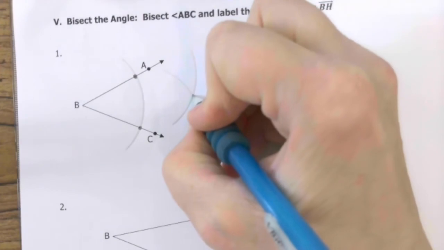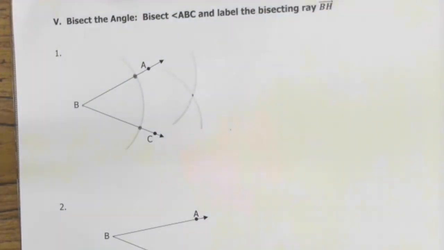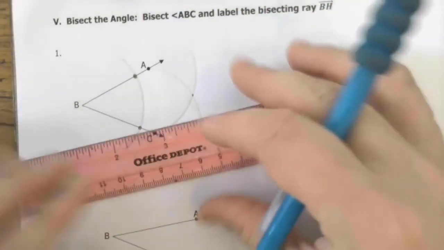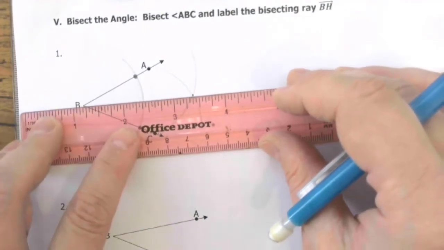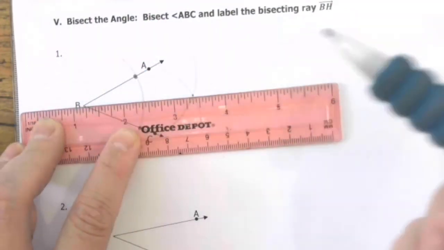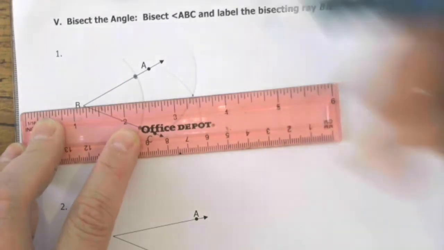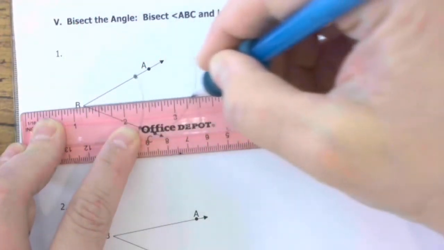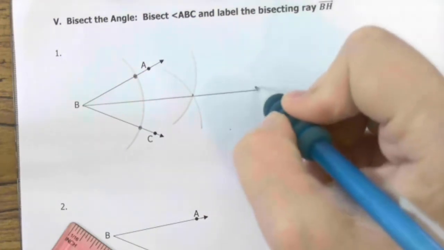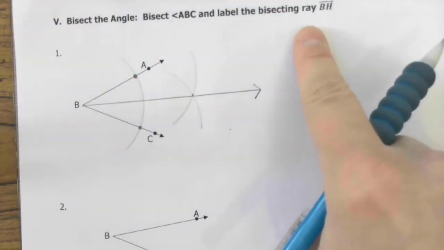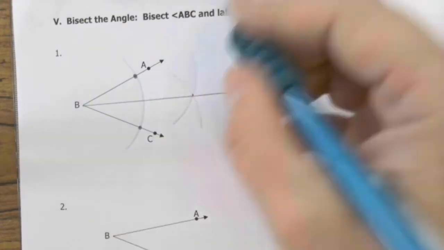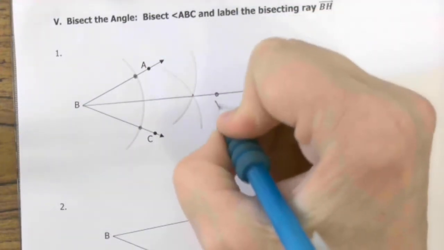They cross right there. Use your straight edge. Now you kind of have to drop your straight edge a little bit below the vertex because of the width of your pencil. If you don't, it will be off. And draw an arrowhead. So this is supposed to be bisecting ray BH. B is here. You can make H another point out here.